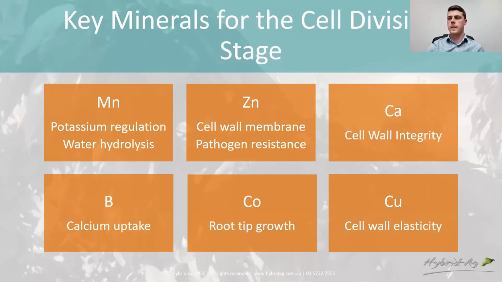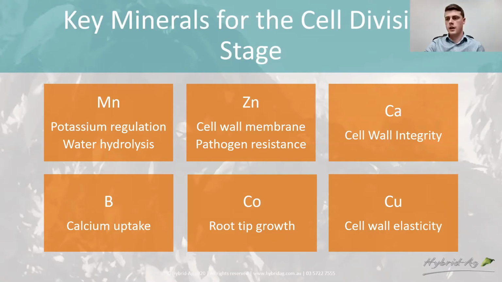Zinc plays a critical role in cell wall maintenance. The interesting side effect is that you have better resilience to environmental and pest and disease impacts on the fruit at a cellular level. So we need to make sure we have the required levels of zinc, and that goes with calcium, which we've touched on, and then boron as well, which is well understood for its relationship with calcium.